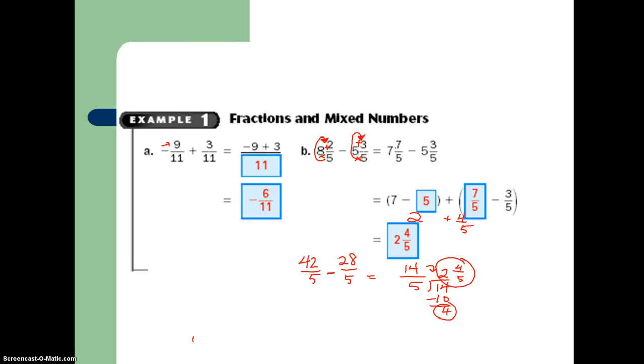I like to use the improper fraction way because it works when you're multiplying, adding, subtracting, dividing. It works with all of them. So it's easier to work with mixed numbers if they're improper. But again, you can do it the first way as well.